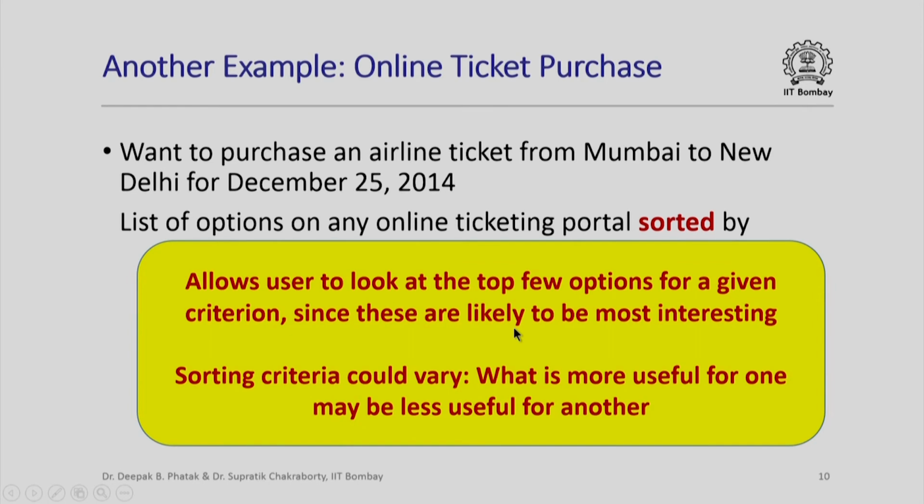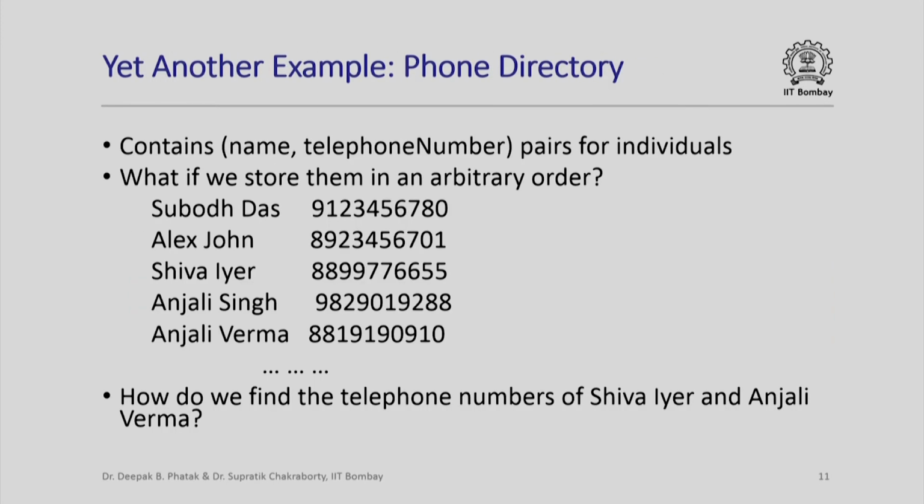I might be interested in the cheapest ticket or the earliest leaving flight. And of course this sorting criterion could vary from one user to the other. What is more useful for one may be less useful for another. So the same data can be sorted by different criteria to come up with different rankings, different orderings. Here is yet another example.